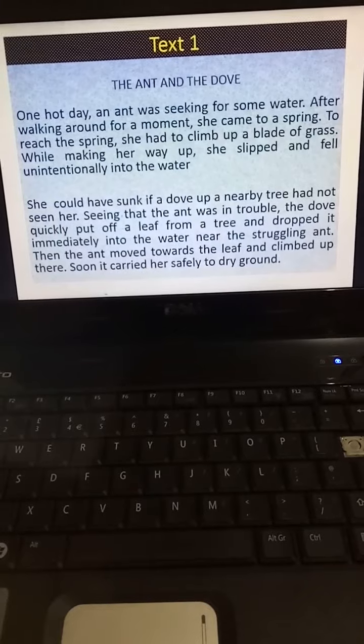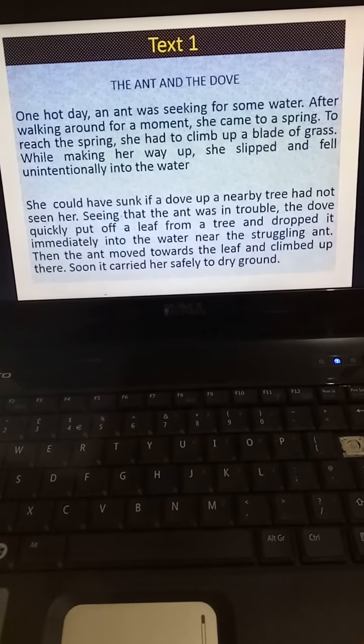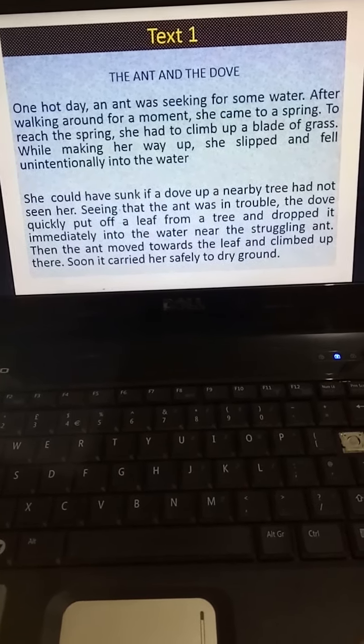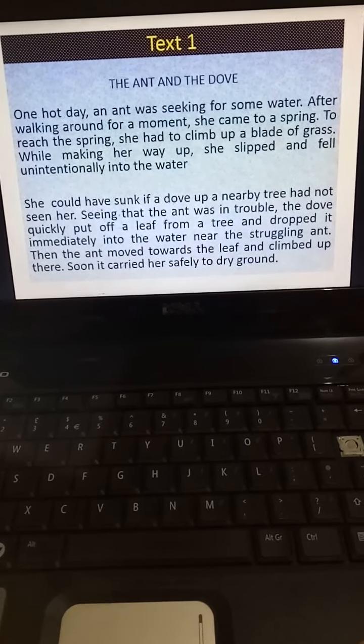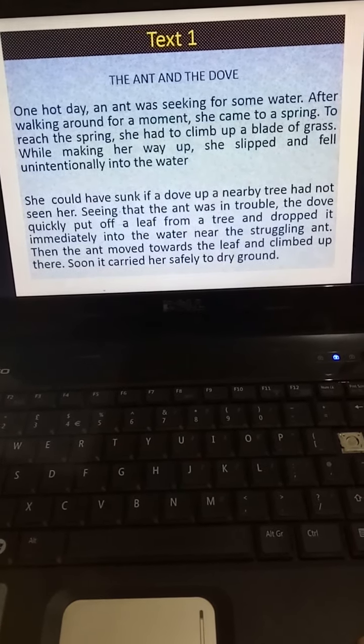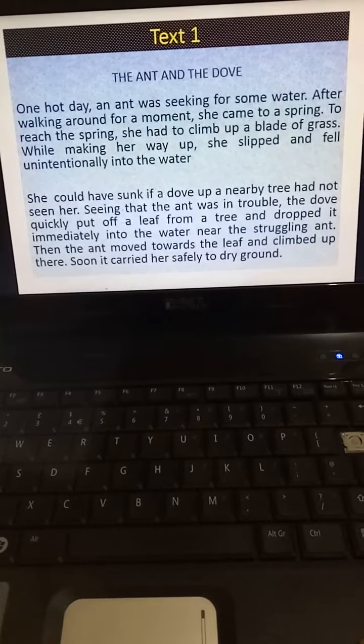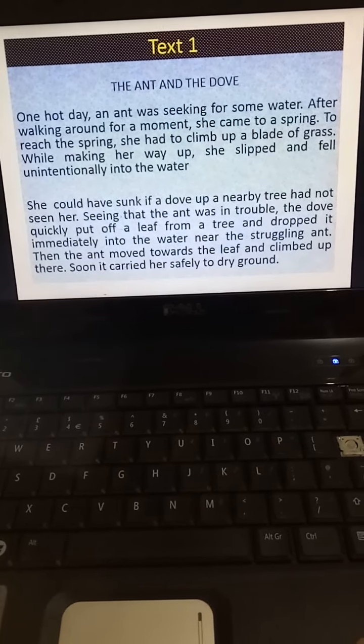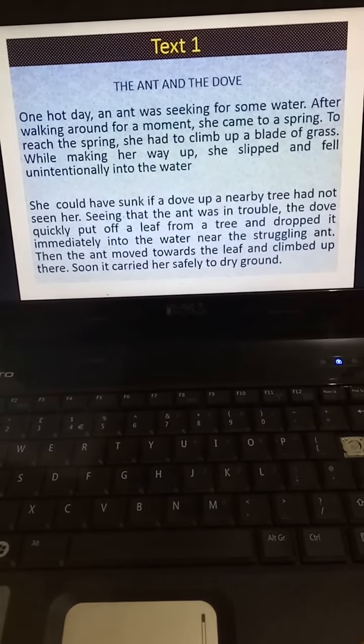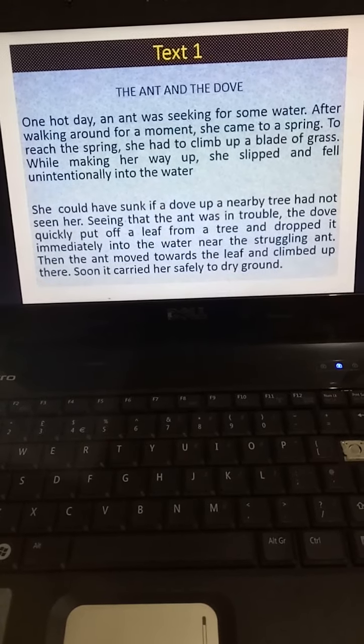Here is an example of narrative. The title is The Ant and the Dove. In the first paragraph, in the first sentence, you can see the orientation. One hot day, an ant was seeking for some water. After walking around for a moment, she came to a spring.